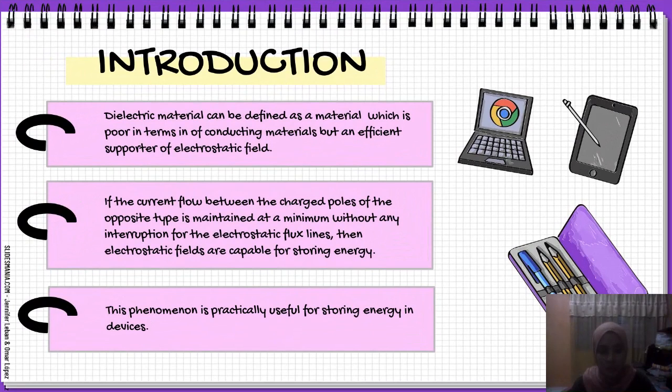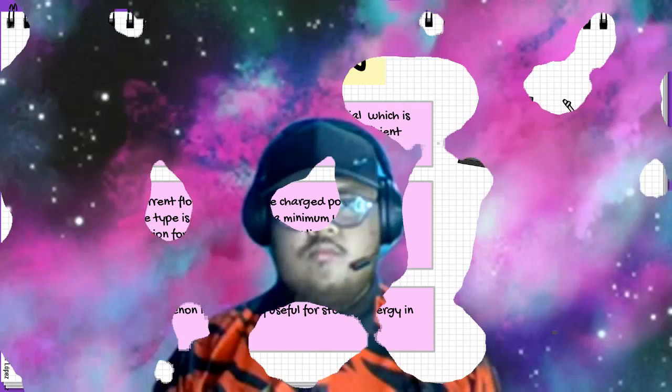Next, we go to the introduction. Dielectric material can be defined as a material which is formed in terms of conducting material by an efficient supporter of electrostatic field. If the current flow between the charged poles of the opposite type is maintained at a minimum without any interruption for the electrostatic flux line, then electrostatic fields are capable of storing energy. This phenomenon is particularly useful for storing energy in devices.